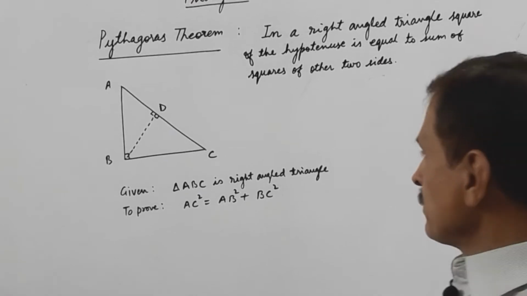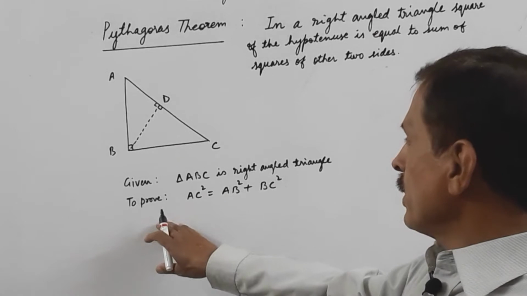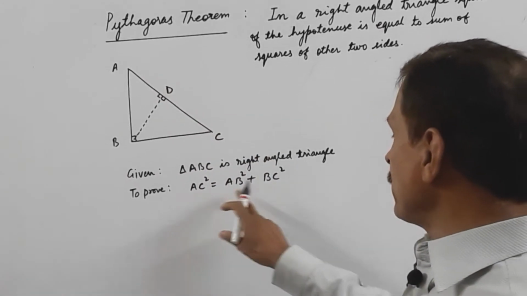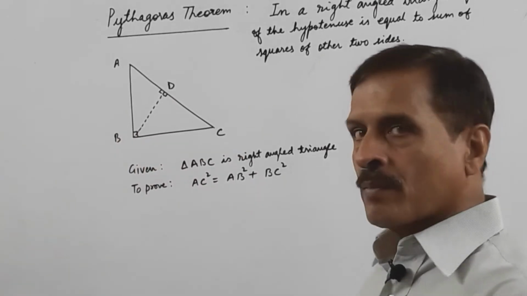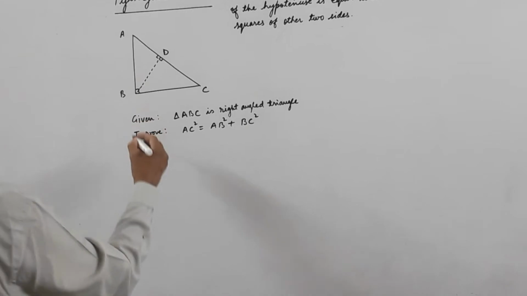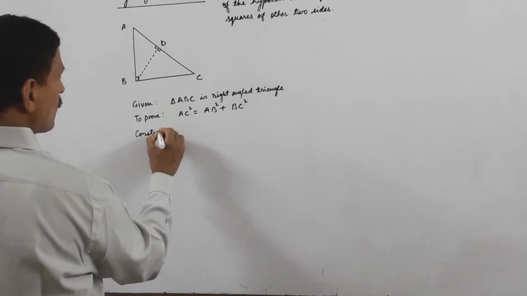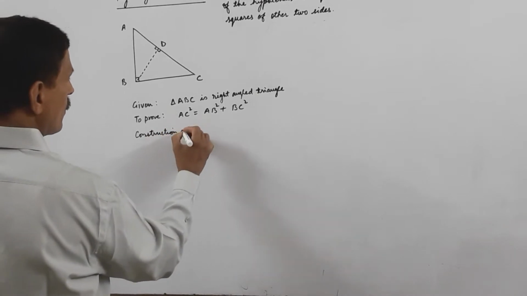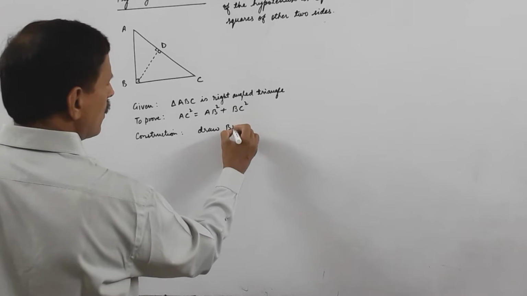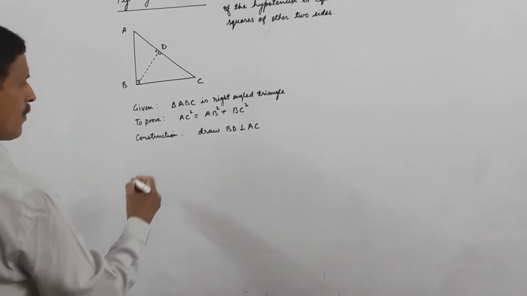It is given that triangle ABC is right angled triangle. To prove AC square, which is the hypotenuse square, is equal to sum of squares of other two sides. In order to prove it, we take a construction. Draw BD perpendicular to AC.